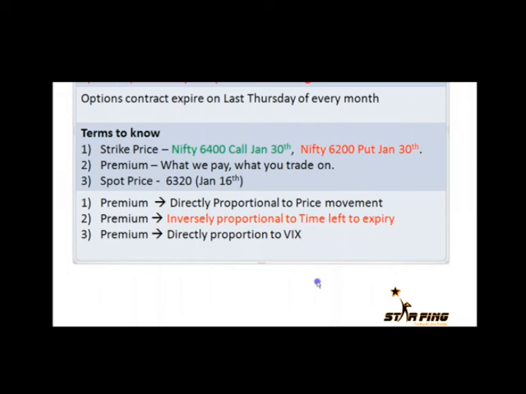And the third point is that it's directly proportional to VIX. If the volatility of the market is rising, then you can expect the premiums to go up a little. On the other hand, if the volatility is decreasing, then it will tend to fall down. So that's it for now.